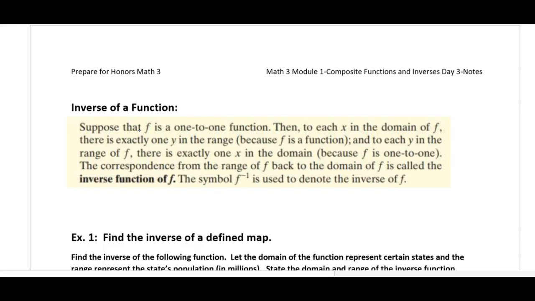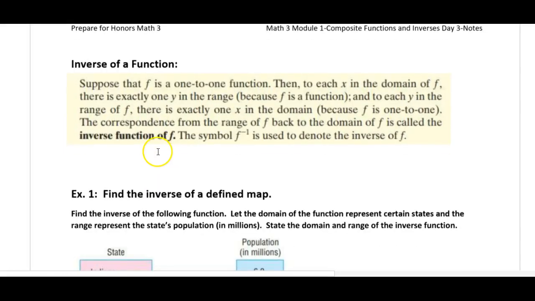Suppose that f is a one-to-one function, so it has to be one-to-one. Then, to each x in the domain of f, there is exactly one y in the range. And to each y in the range of f, there is exactly one x in the domain. The correspondence from the range of f back to the domain is called the inverse of the function, and the symbol is f to the negative 1. I know that sounds like gibberish right now, but the key part here is to understand we have a one-to-one function, we have inverse, and the symbol for inverse is right here.